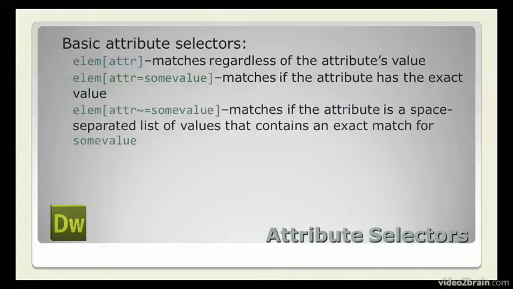And finally, inserting a tilde between the attribute name and the equals sign matches if the attribute is a space-separated list of values that contains an exact match for some value. That might be a little bit difficult to understand in theory. It's better to see it in practice.